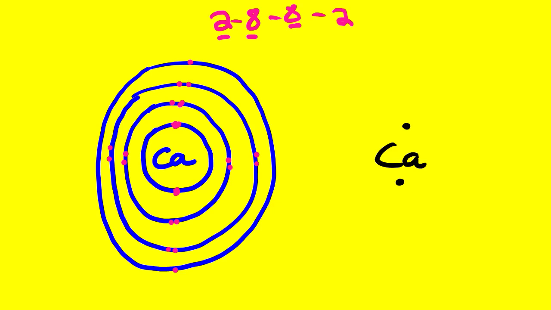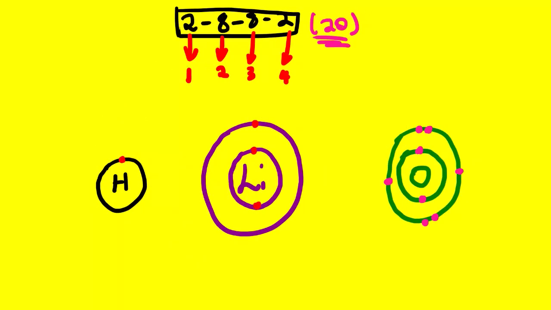Now going to the previous examples. The Lewis diagram of hydrogen will be like this. For lithium, we only have 1. Then for oxygen, we have 6 of them.